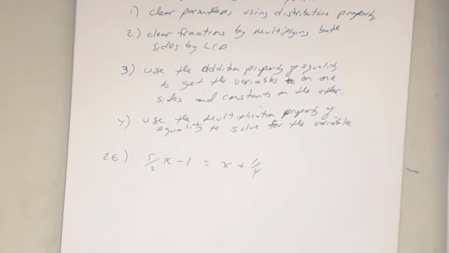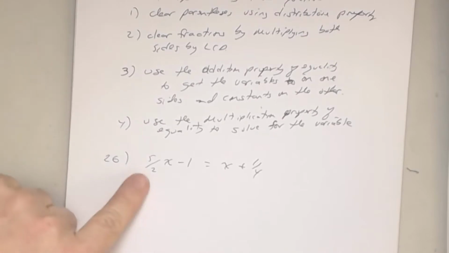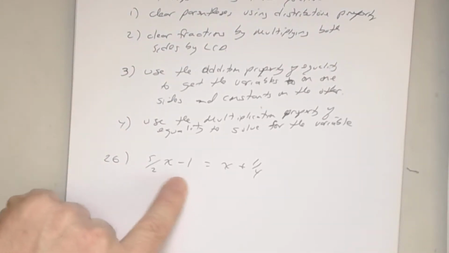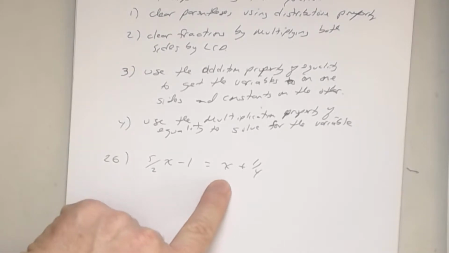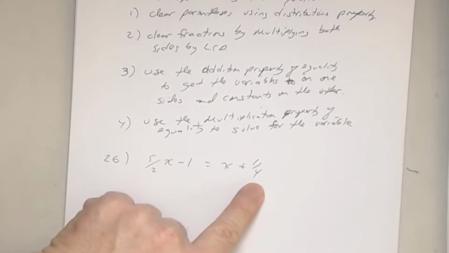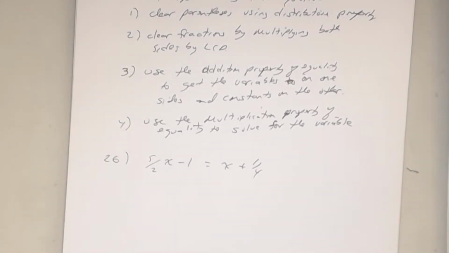All right, so I'm going to talk about the denominators. What's this denominator here? 2. What's this denominator here? What's this denominator here? What's this denominator here? So what's the least common denominator of all of those denominators? 4. Very good. So the smallest number that 2, 1, 1, and 4 go into is 4. Okay?